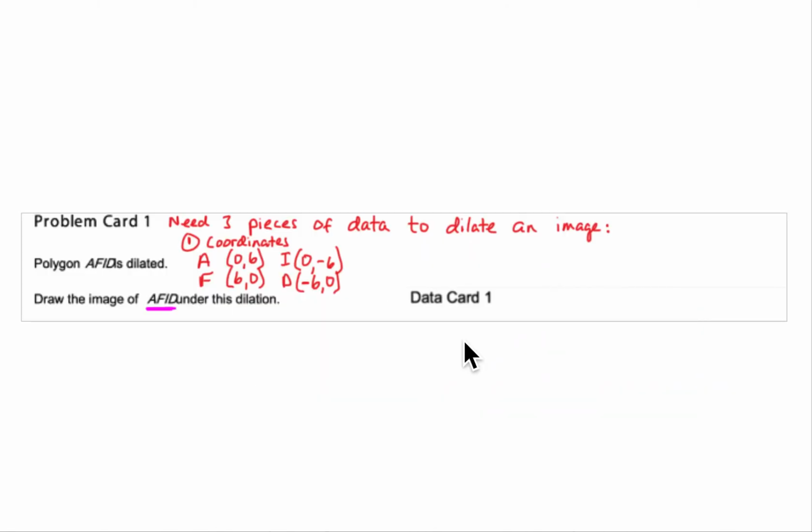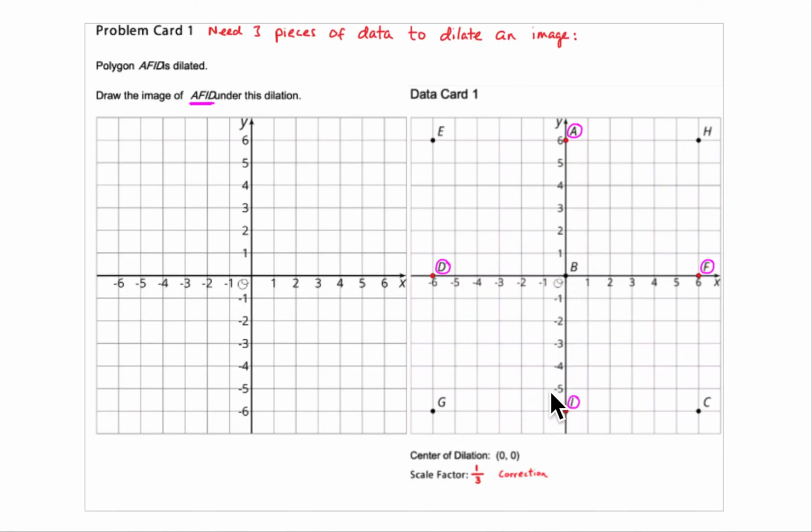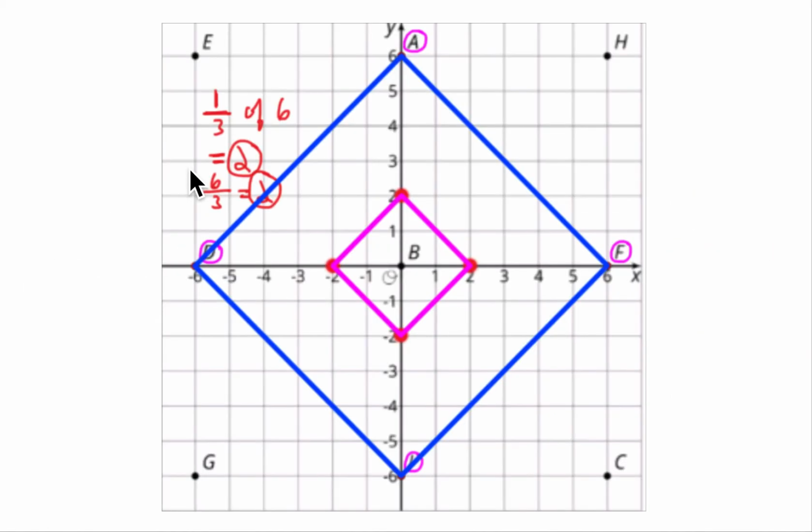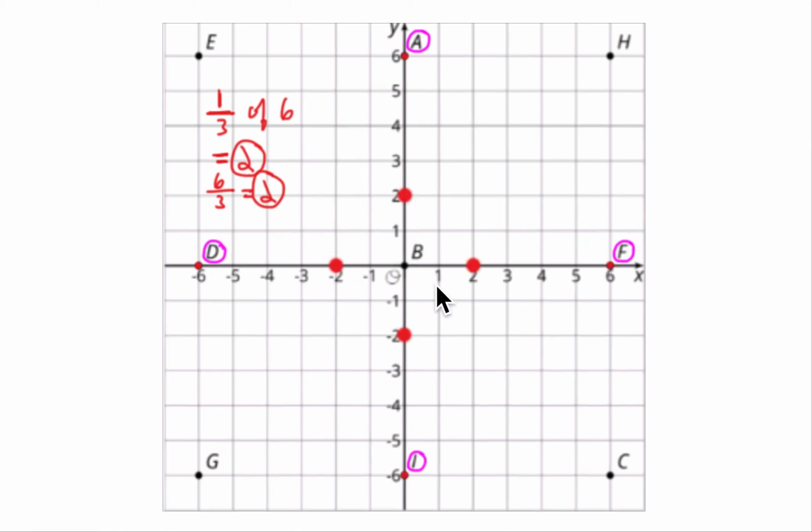Let's go back here just for a second. Data card, the partner doesn't know what the figure is. So through discovery, as a person solving the problem, you're supposed to get the coordinates for A, F, I, and D. And then your task is to use point B, 0, 0, as the center of dilation, and make these lengths 1/3 the size. So a dilation factor of 1/3.